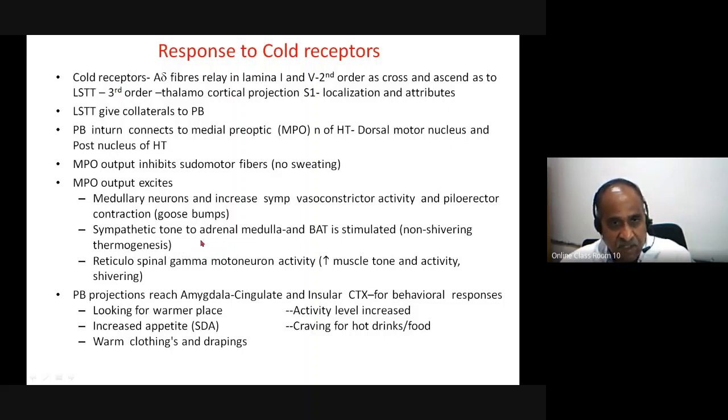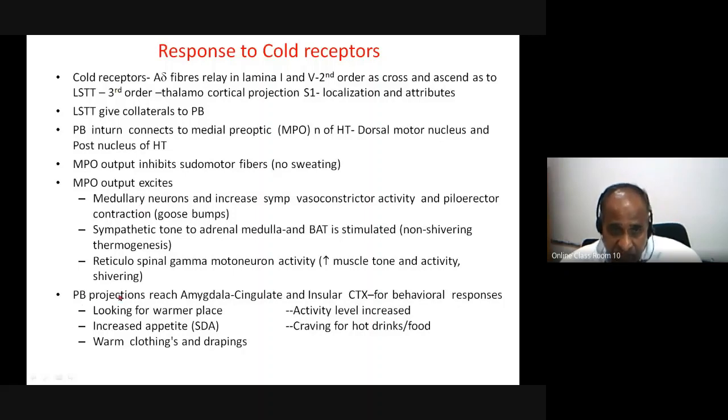So at the same time, the medial preoptic nucleus now excites the reticulospinal gamma motor neuron activity so that the muscle tone is increased and the shivering takes place. So more heat is generated. That is about the medial preoptic activity.